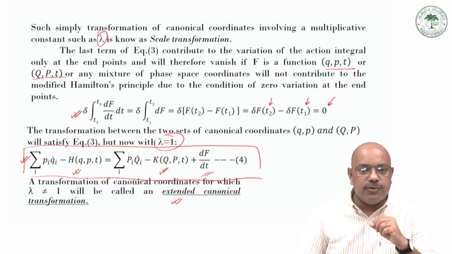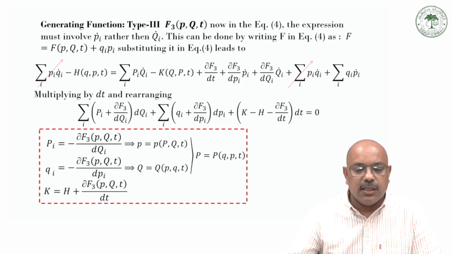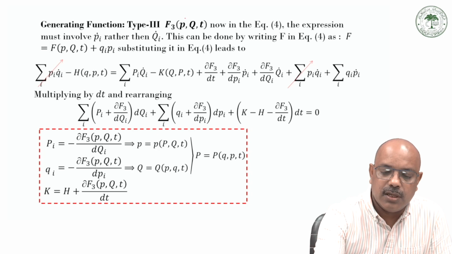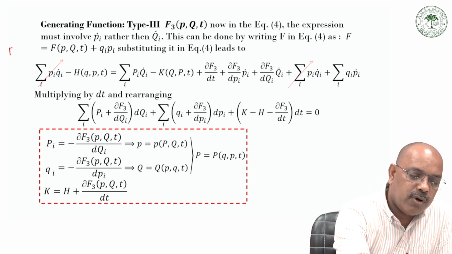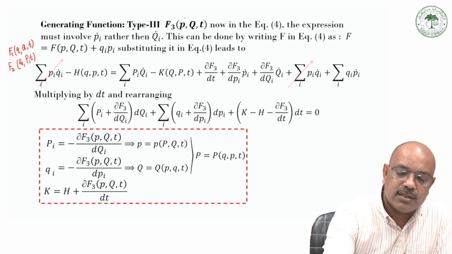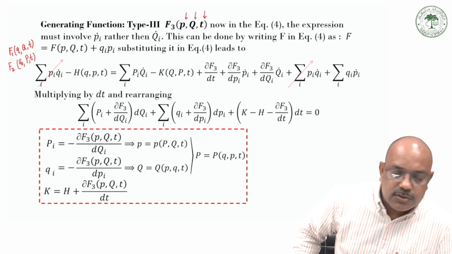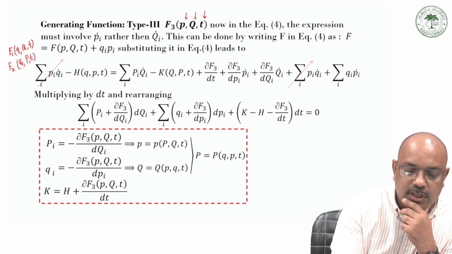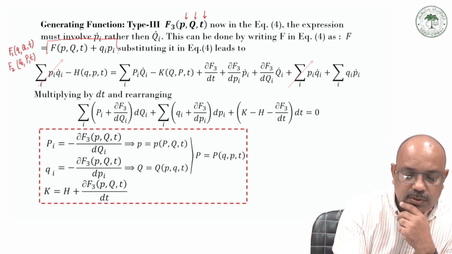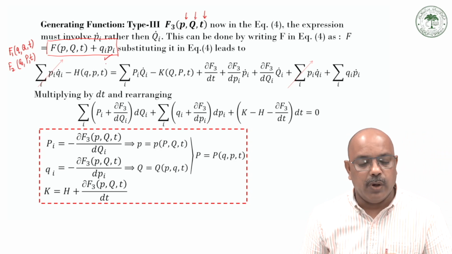Okay, so let's quickly move on. We have done two types of generating function. The third type of generating function depends upon, we have already done f1, which depends upon small q, capital Q and t, and f2, which depends upon small q, capital P and t. Now this one depends upon small p, capital Q and t. Okay, so see that this f is going to be this f3 with an added term of small q and p.